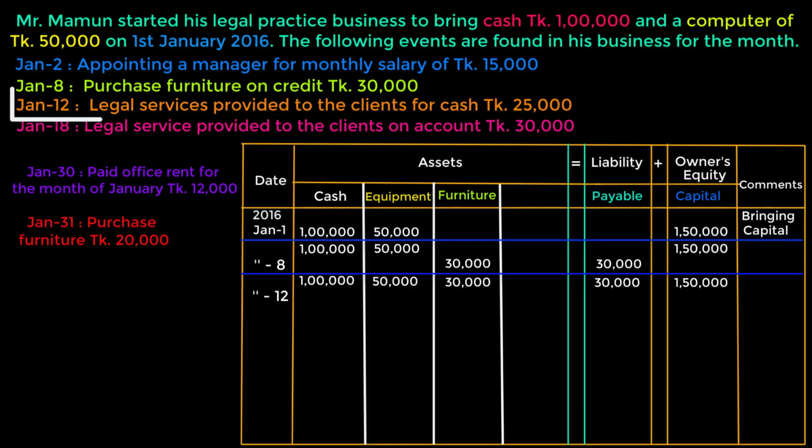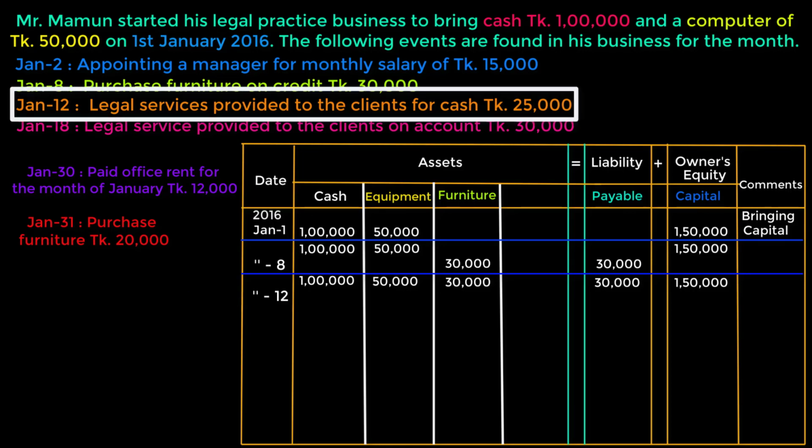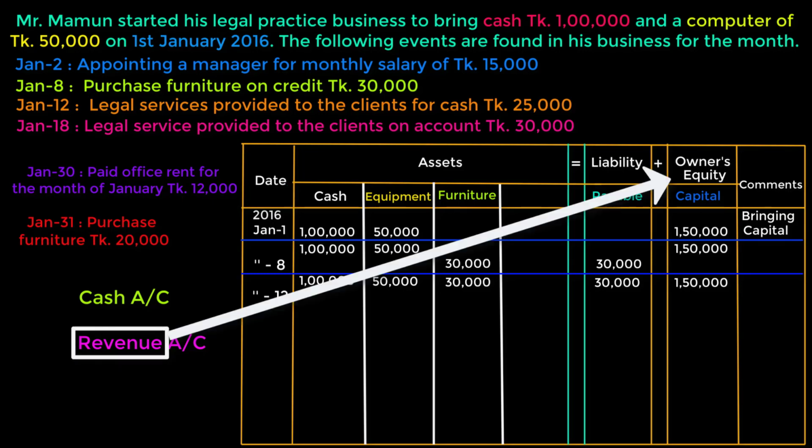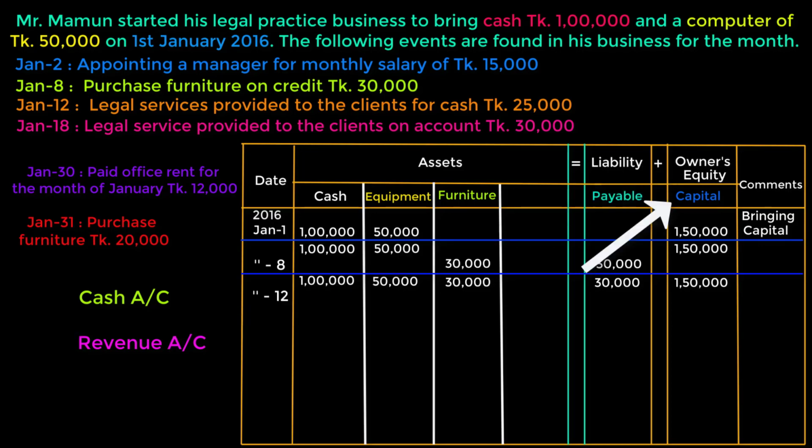Now tell me, for this transaction, how many accounts can we get? Two accounts, cash account and revenue account. Cash is an element of these assets. Already we have this cash column here from before. Revenue is an element of this owner's equity. We have this column also from before.